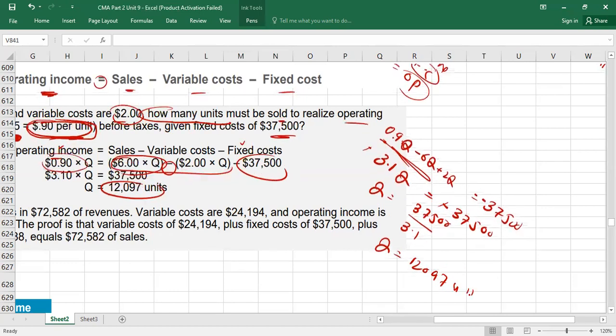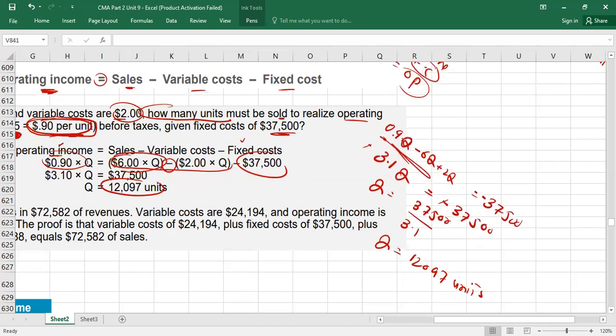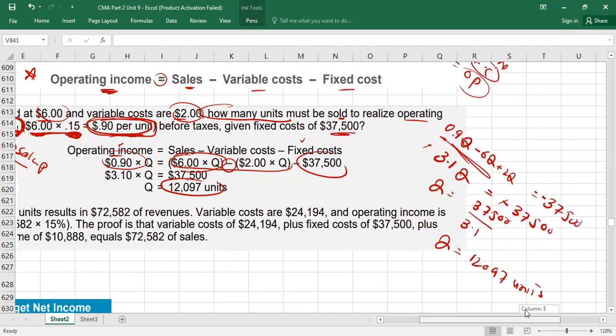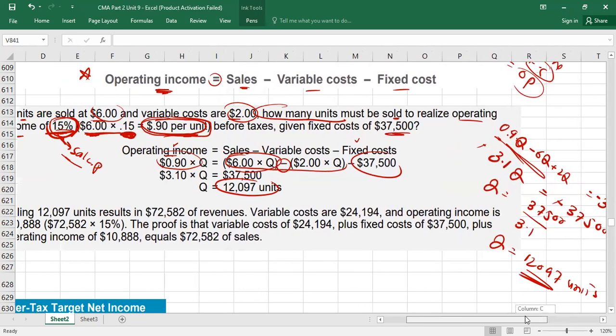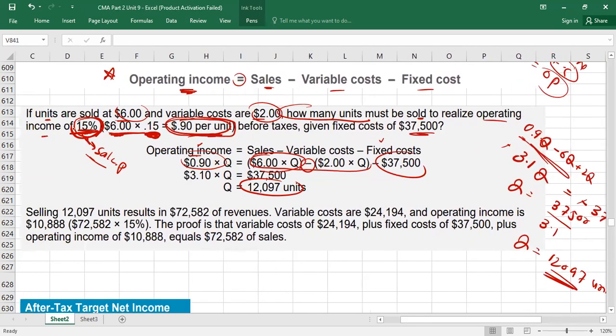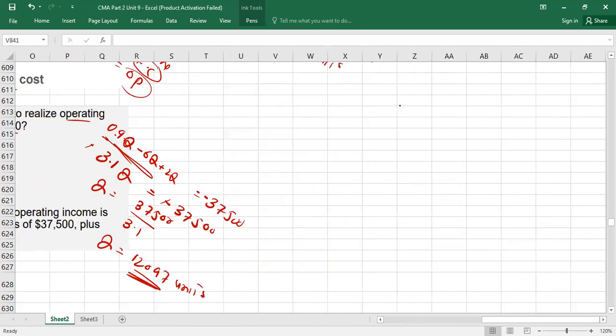12,097 units. It means if you sell this many units, that can leave the operating income equal to 15% of revenue. So let's have a look now. Let me apply it to the question. First of all, I'm writing the income statement: sales less variable cost is equal to total contribution, minus fixed cost is equal to operating income. And I'll prove it now.